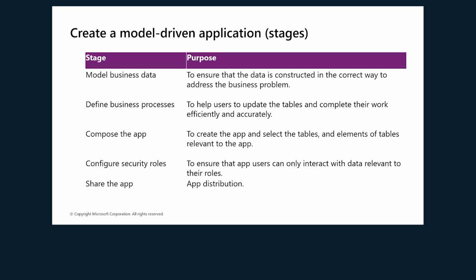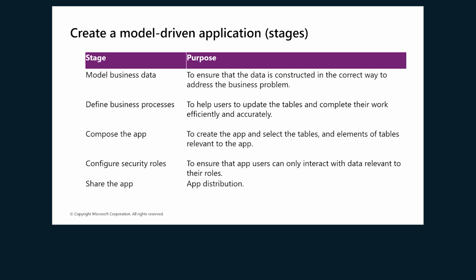The process begins by modeling your business data using a metadata-driven architecture, which defines how data is stored and related in Dataverse. This ensures consistency, integrity, and flexibility across your app. Whether you're managing customer records, tracking inventory, or handling service requests, once your data model is in place, the next step is defining the business processes.